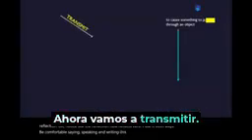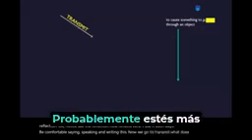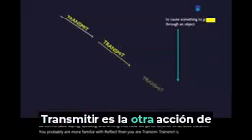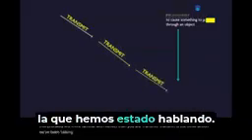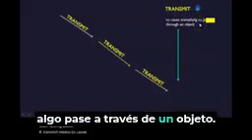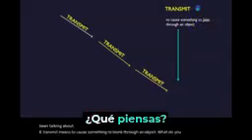Now we go to transmit. What is transmit? You probably are more familiar with reflect than you are transmit. Transmit is the other action we've been talking about. Okay? Transmit means to cause something to pass through an object. What do you think? Pass through an object, right?